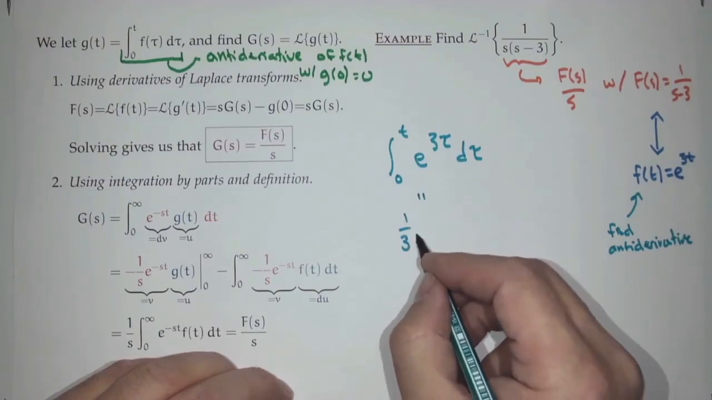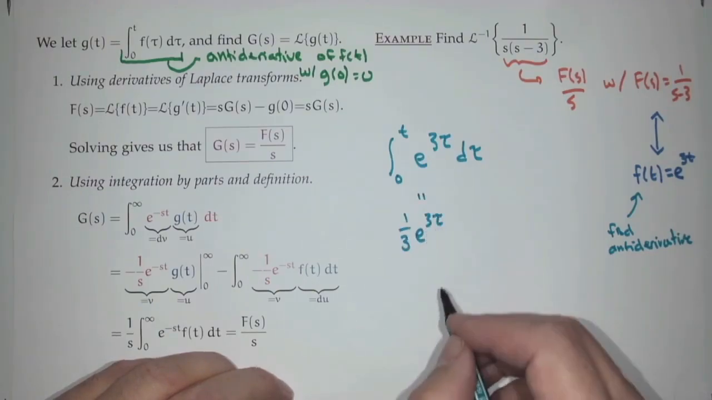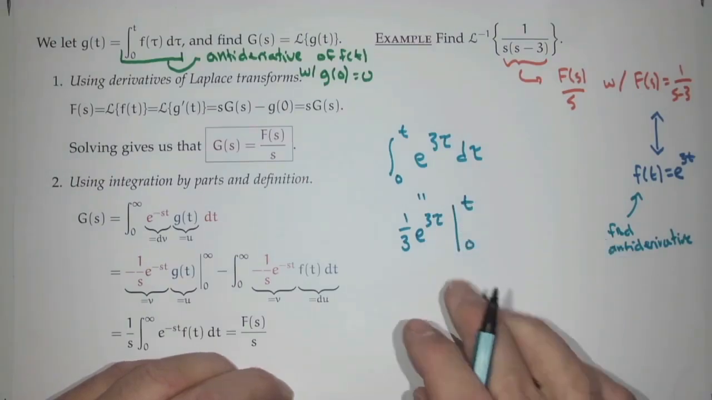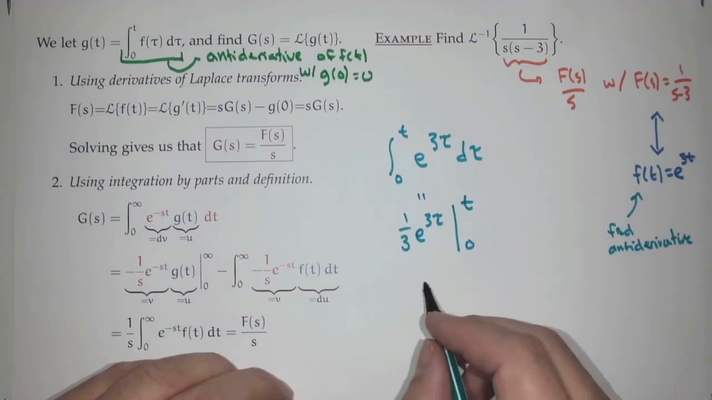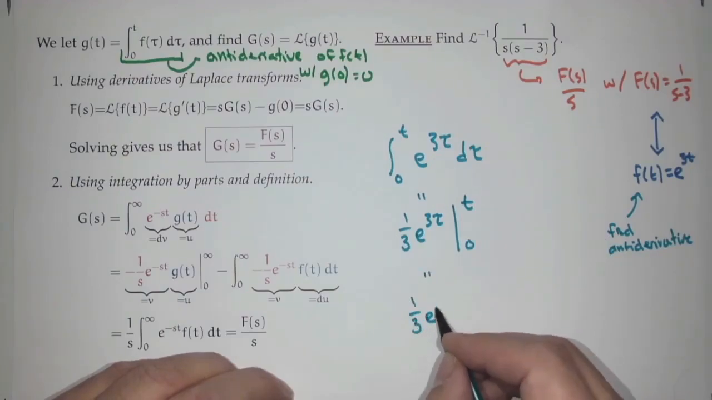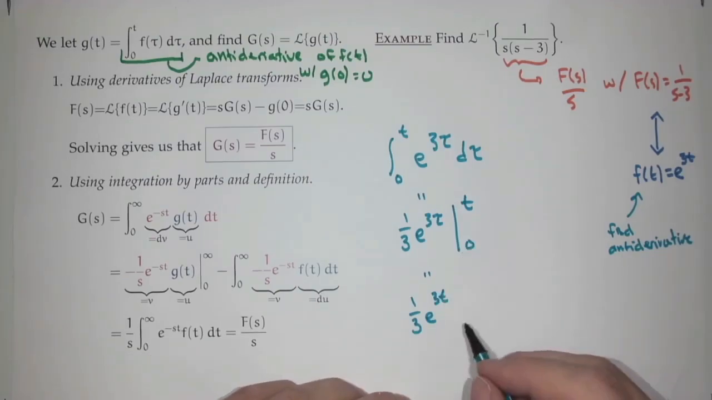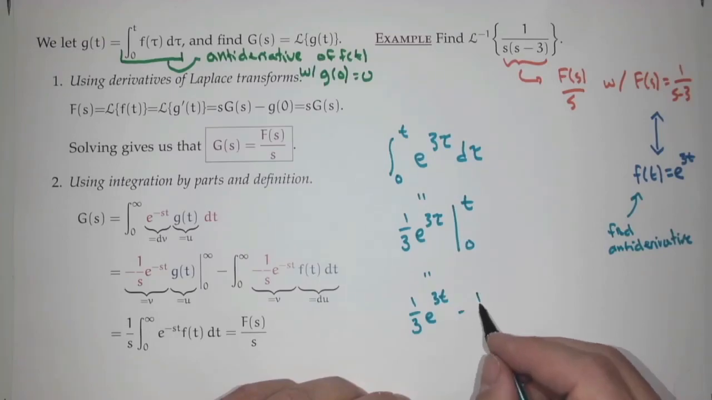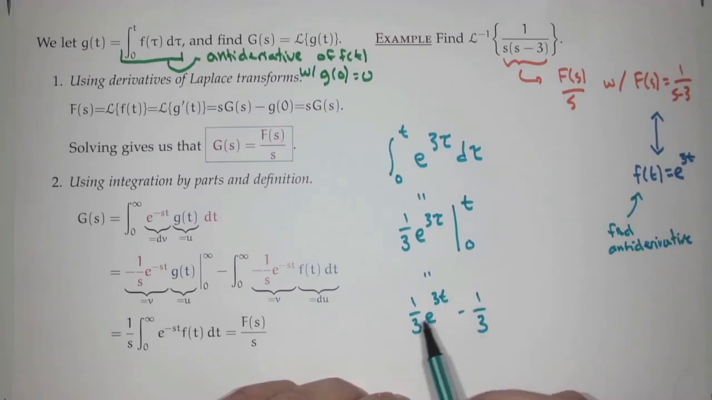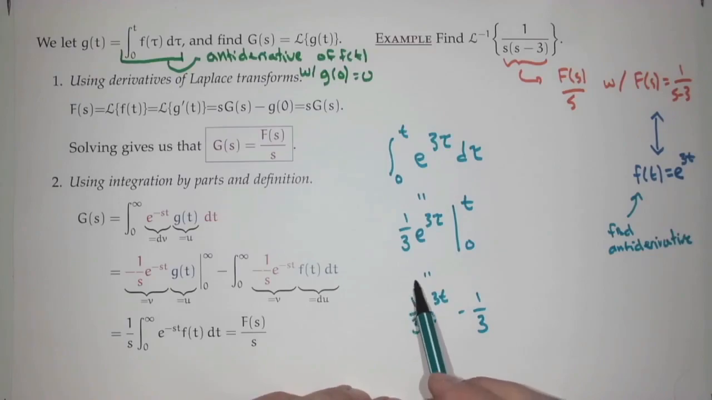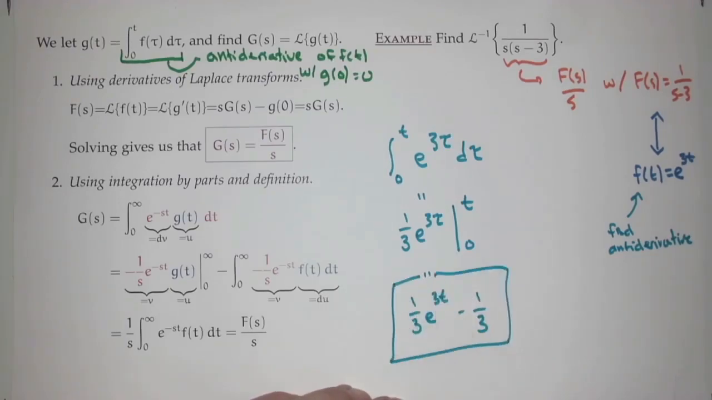So 1/3 e to the 3 tau, evaluated from 0 to t. When you plug in t, we get 1/3 e to the 3t. When we plug in 0, we get 1/3, because e to the 0 is 1. And now, what comes next? Someone said box. That's right. That's the answer. That is the correct answer.